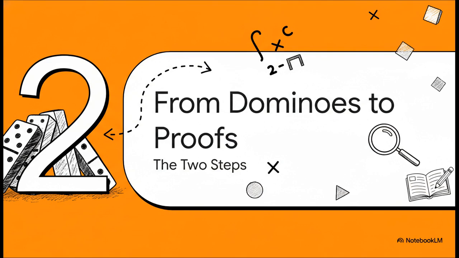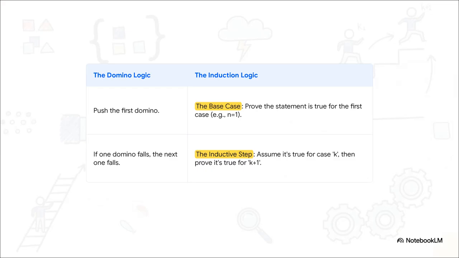Okay, so that simple two-step logic, that's the exact same engine that drives mathematical induction. Let's see how we take this domino idea and turn it into a real, formal mathematical proof. And this is where it all clicks. This is the aha moment. Pushing that first domino over? In math, we call that the base case. All you do is prove your statement is true for the very first number, usually n equals 1.